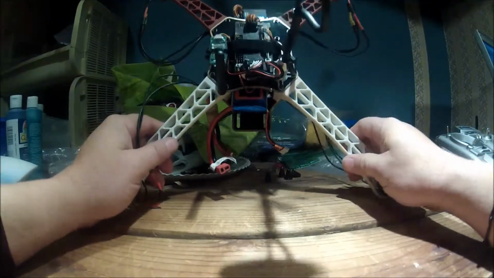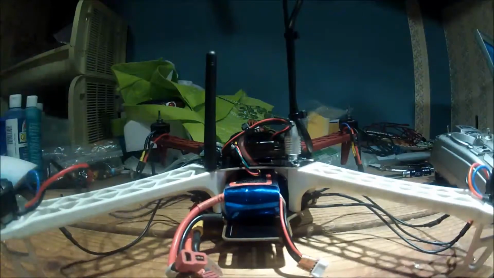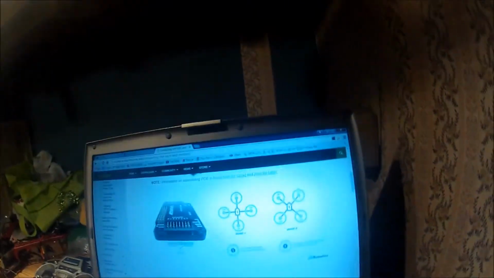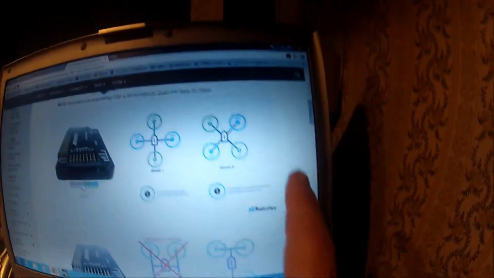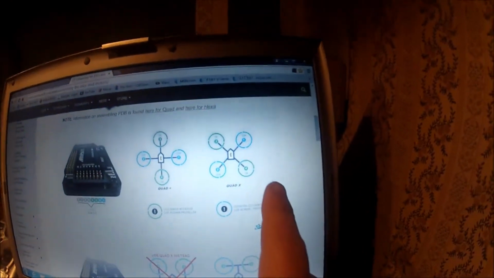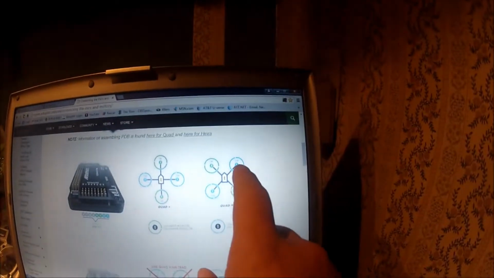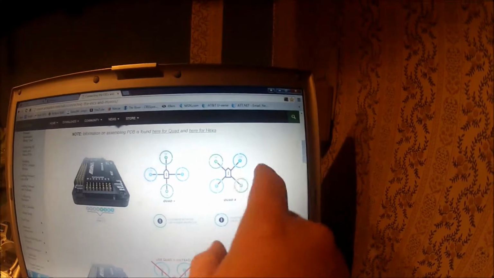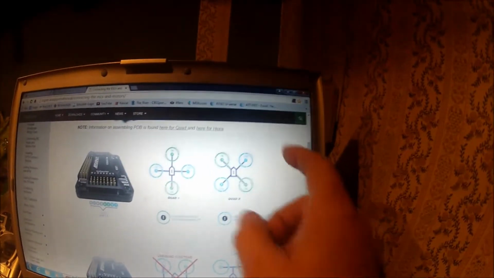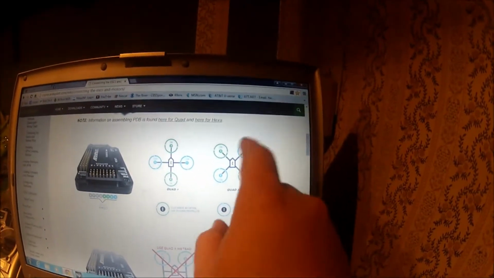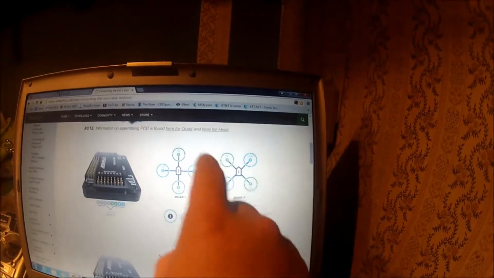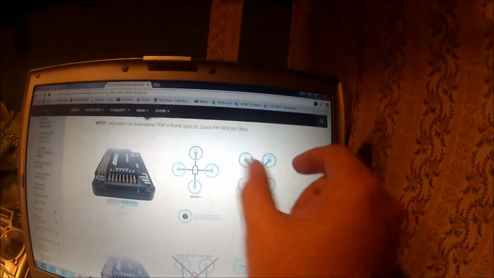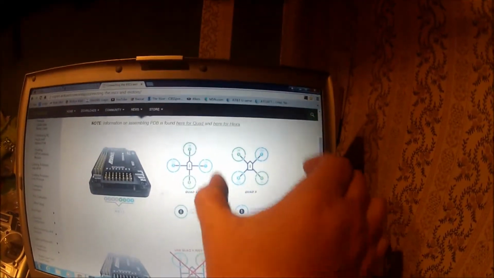So basically, we go back to this page again. Hopefully you can see it. If you go in really close, it might be hard to see on here, but your number one and number three motors, your two front motors, both circle in. This one goes counterclockwise and this one goes clockwise. So both motors are basically going in.